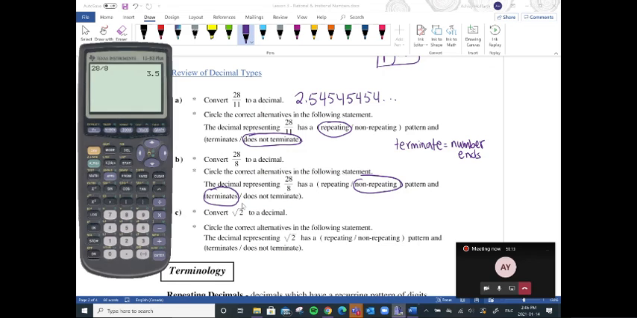If it was repeating, it would look like the last question. You'd have 3 point and then a bunch of 5s after it. And then you would assume, okay, that's continuing on forever.